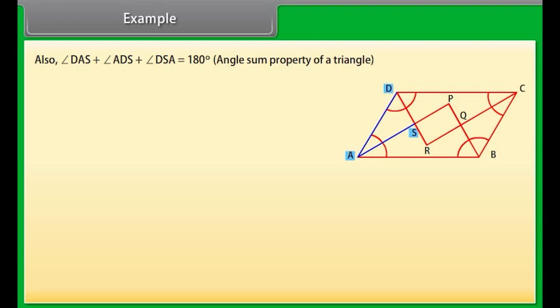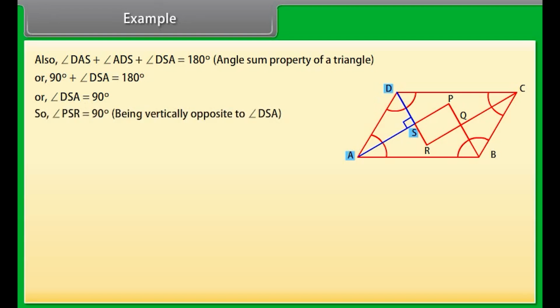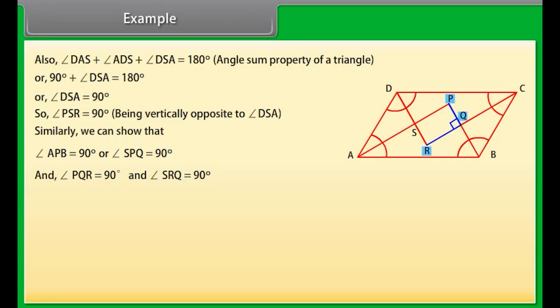Also, angle DAS plus angle ADS plus angle DSA is equal to 180 degrees, angle sum property of a triangle, or 90 degrees plus angle DSA is equal to 180 degrees, or angle DSA is equal to 90 degrees. So, angle PSR is equal to 90 degrees, being vertically opposite to angle DSA. Similarly, we can show that angle APB is equal to 90 degrees, or angle SPQ is equal to 90 degrees, and angle PQR is equal to 90 degrees, and angle SRQ is equal to 90 degrees. We can see here that angle PSR is equal to angle PQR, which equals 90 degrees, and angle SPQ is equal to angle SRQ as 90 degrees.